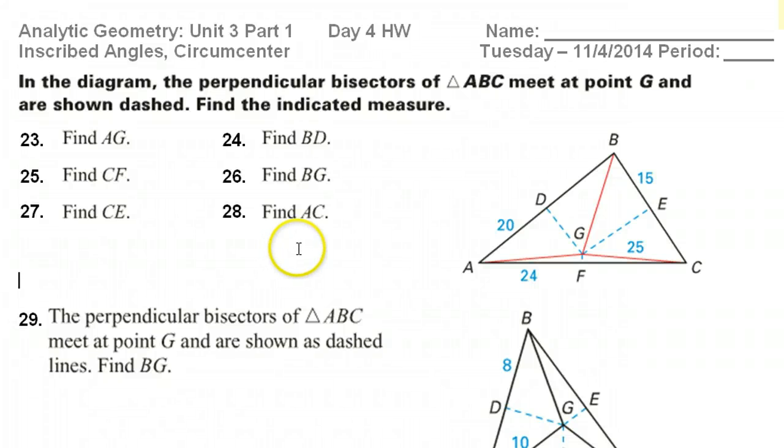Alright, this is the fourth and final part of our lesson on inscribed angles and circumcenter. So in the other three parts we talked about inscribed angles and the intercepted arcs that go with them. But this is the part where we finally get to talk about circumcenter. In order to talk about circumcenter, we need to understand what a perpendicular bisector is.